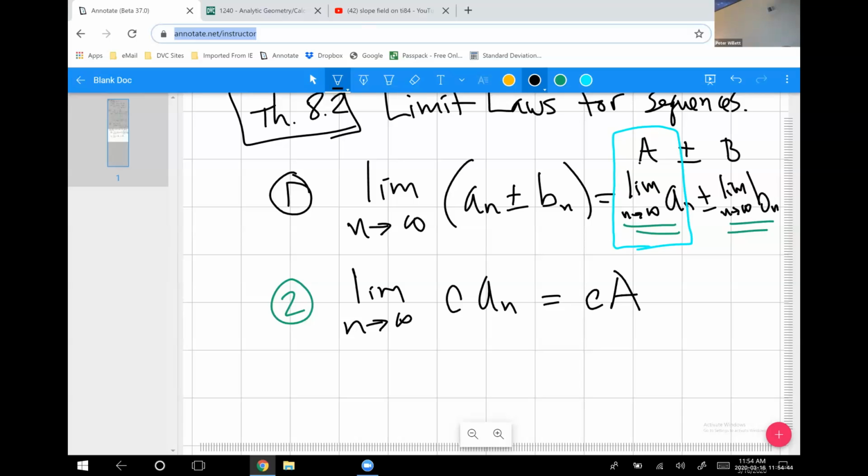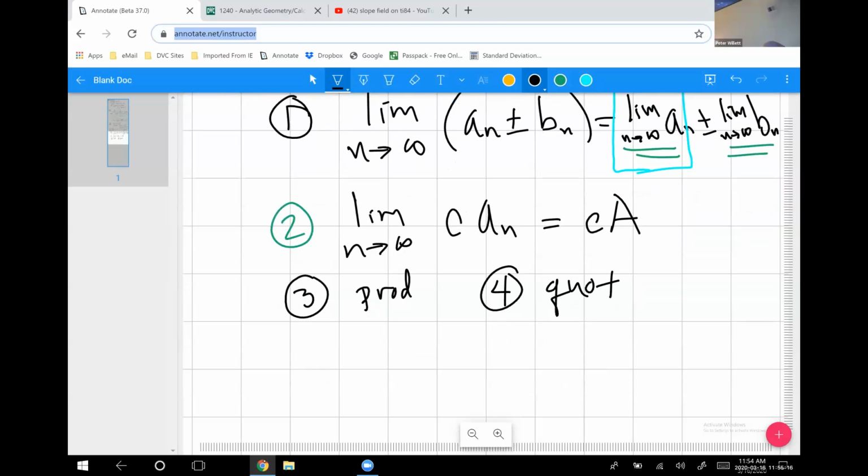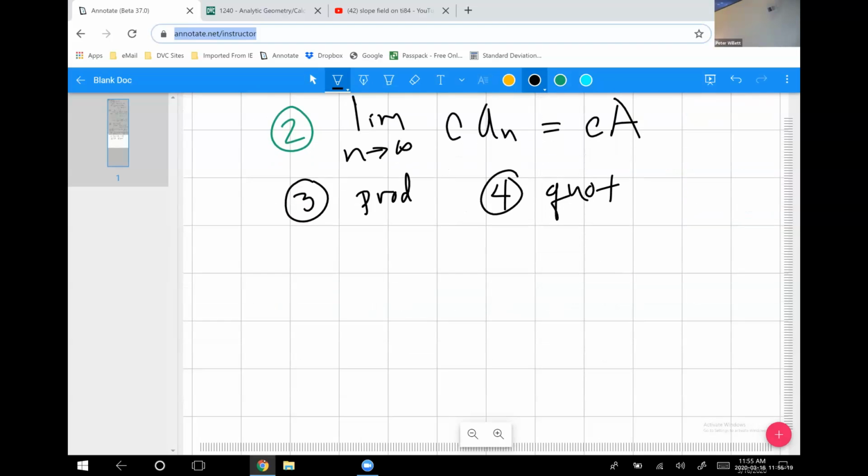And then lastly, 3 and 4 state that the limit of a product of sequences is the product of the limits of those sequences, and the limit of the quotient of two sequences is the quotient of the limits of those sequences, provided that the bottom one doesn't go to 0 when you're dividing. So again, this is a theorem. It's a bunch of juggling notation. So let's look at an example. This is basically going to give them license to have you trying to evaluate the limits of more complicated sequences.